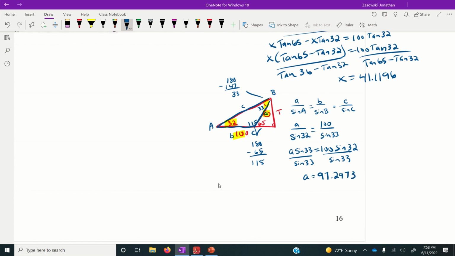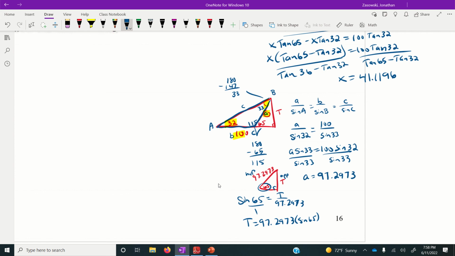All right, that is the length of A. So if we're looking for the measure of T, now we just have to use this smaller triangle here. We know that this is 65. We're trying to find T, and we know this is 97.2973. So we have, in our triangles, a right triangle with an angle. We have the opposite side and the hypotenuse. So we're going to do the sine of 65 is equal to the opposite over the hypotenuse. And we're just going to cross multiply. We're going to get T is equal to 97.2973 times the sine of 65.